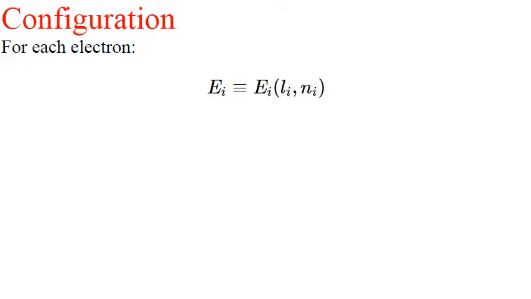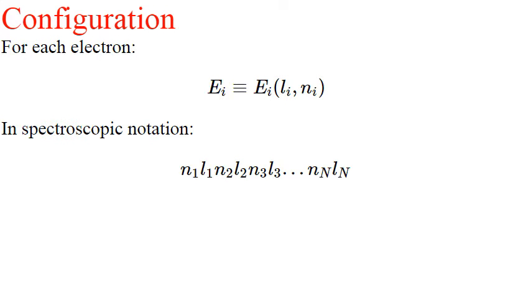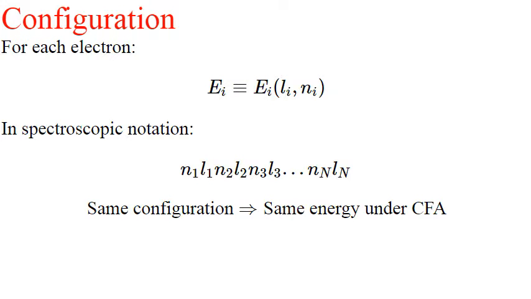If we find the energy for each electron, we will find that it depends on two quantum numbers, l_i and n_i. By specifying these quantum numbers for each electron, we get what is called the configuration of that atom, which in spectroscopic notation is denoted like this. Two atoms with the same configuration have the same energy under the central field approximation.